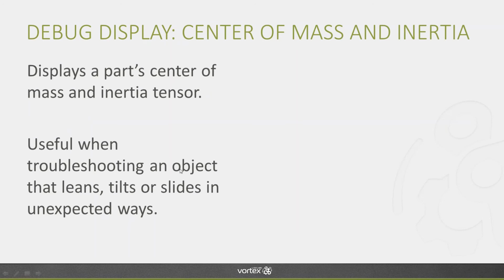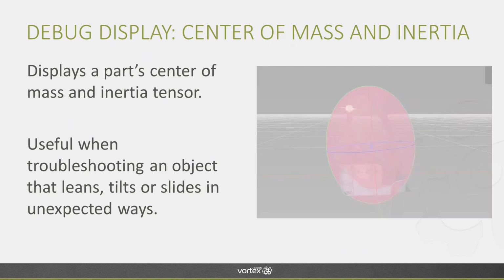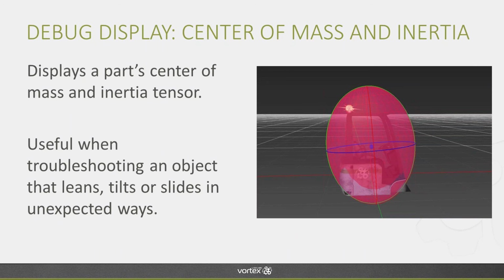The second and third checkboxes allow you to display a part's center of mass and its inertia tensor, and those two work very closely together. It's useful when you troubleshoot an object that either leans, tilts, or slides in ways you wouldn't be expecting in real life. Now, a good example of this would be an auto-computed inertia tensor for our forklift. If we use the auto-computed option, then you'll see that its mass is actually spread evenly across its graphical elements, and its center of mass is actually in the cabin here.